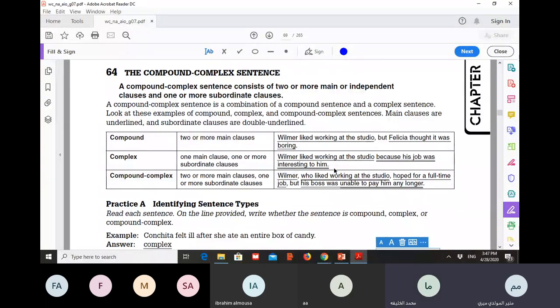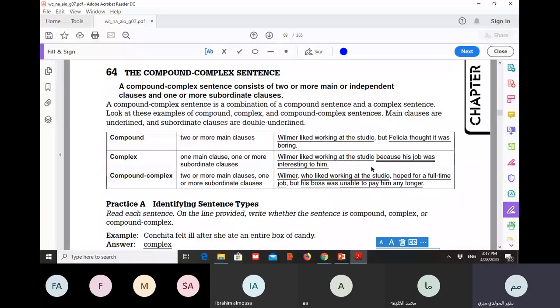We have here: Wilmer liked working at the studio. This is the main clause. Because his job was interesting to him, this is a subordinate clause, and you can omit it from the sentence. It gives us extra information, and it is introduced by the subordinating conjunction because. And we saw so many words. We have because, although, as soon as, so that, moreover, whatever, which, where, etc.